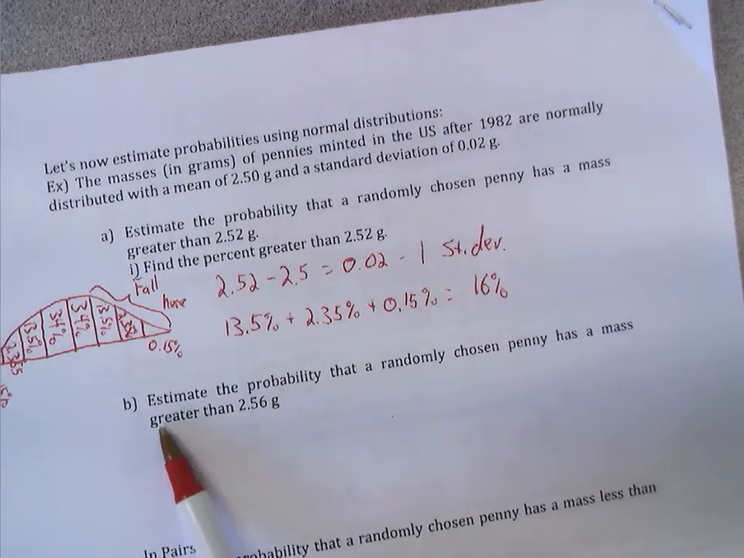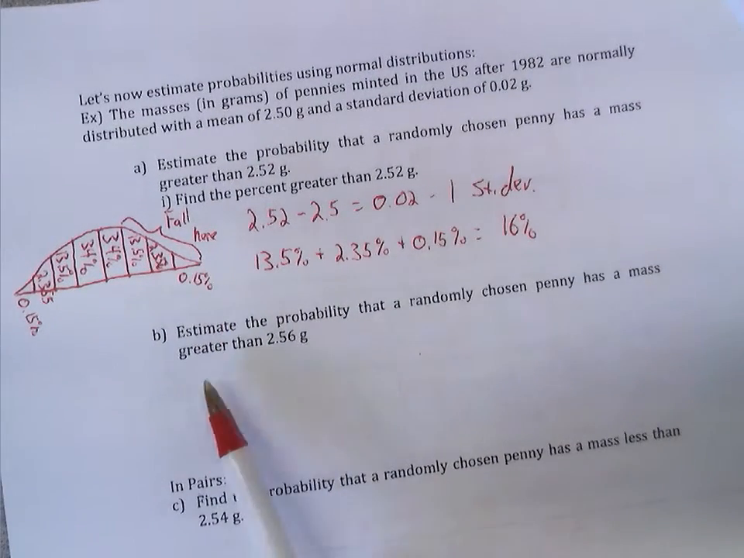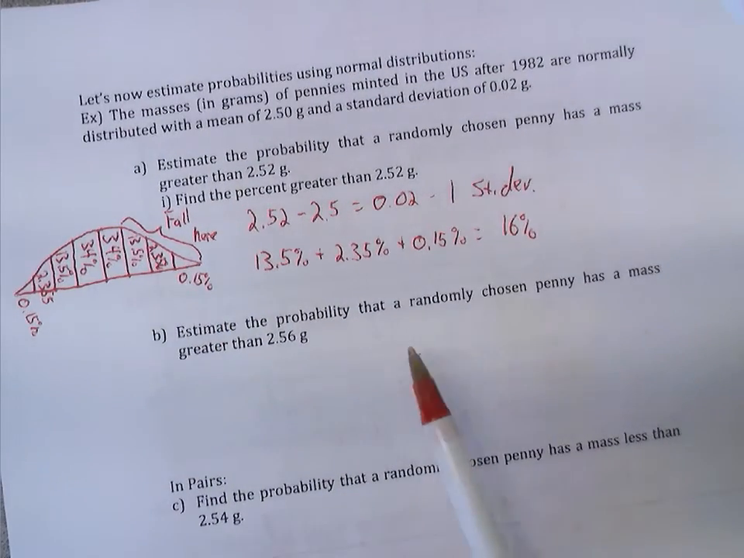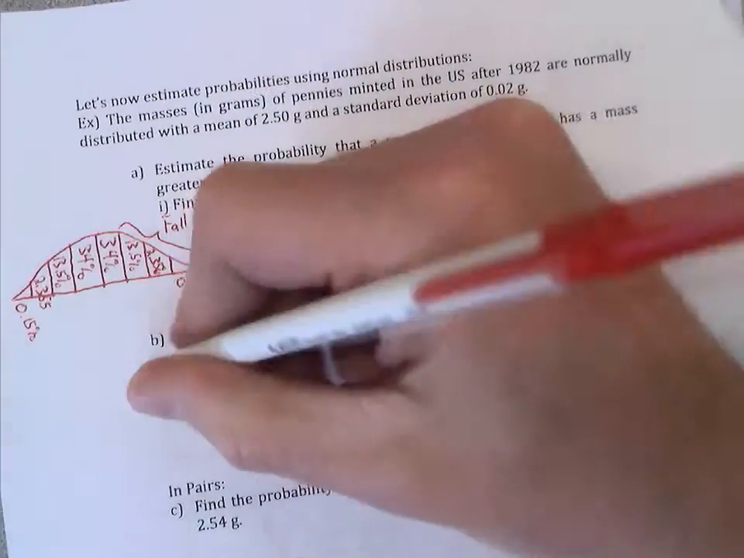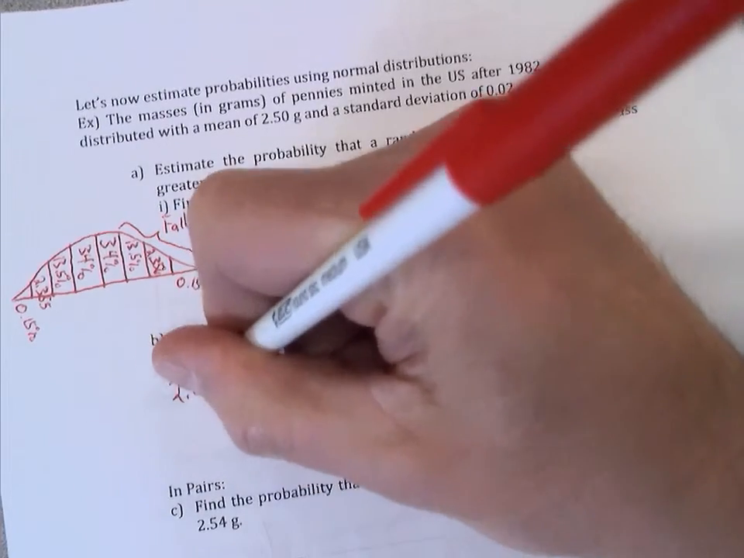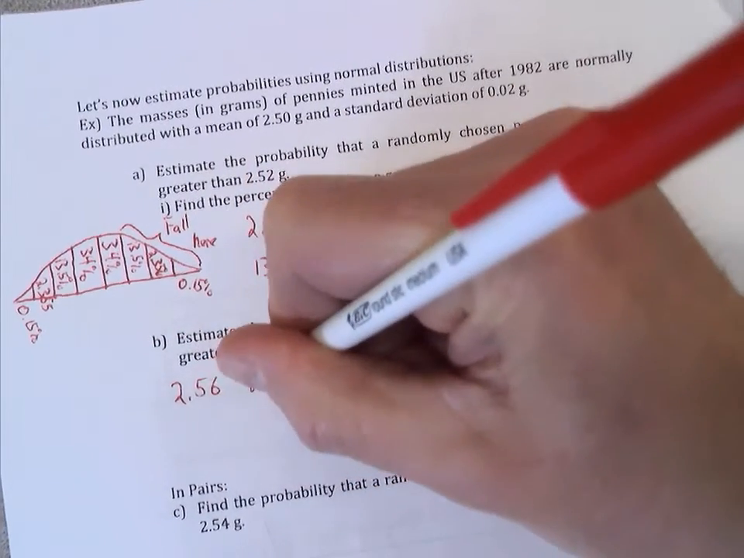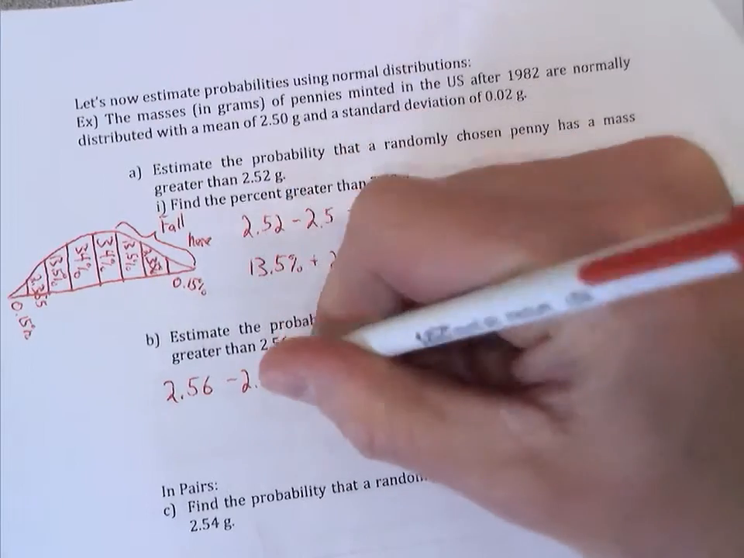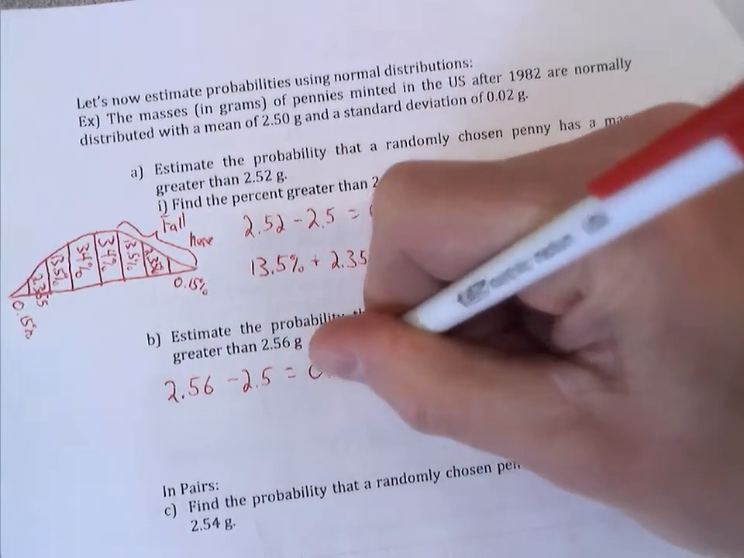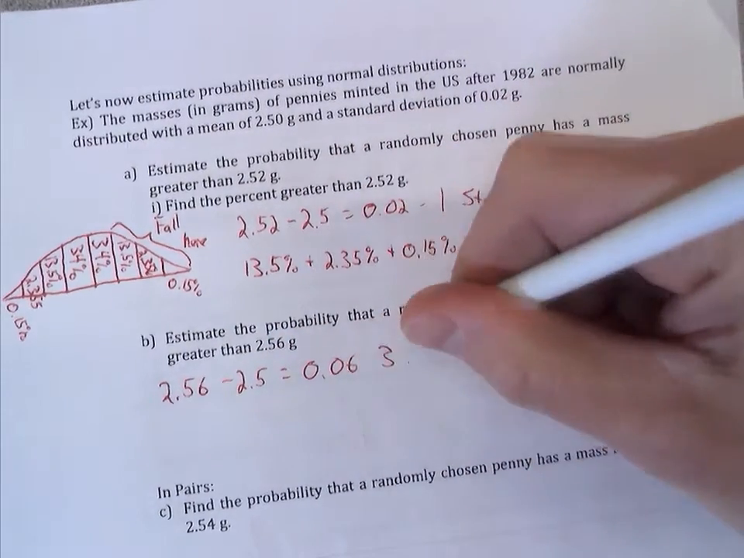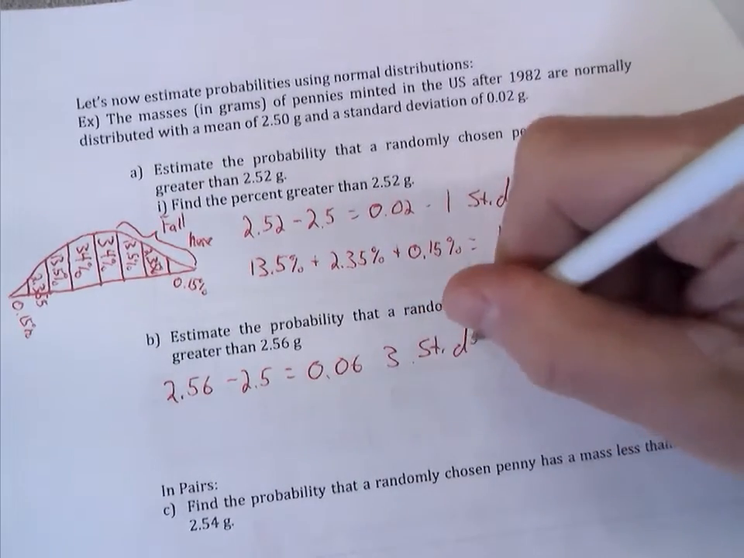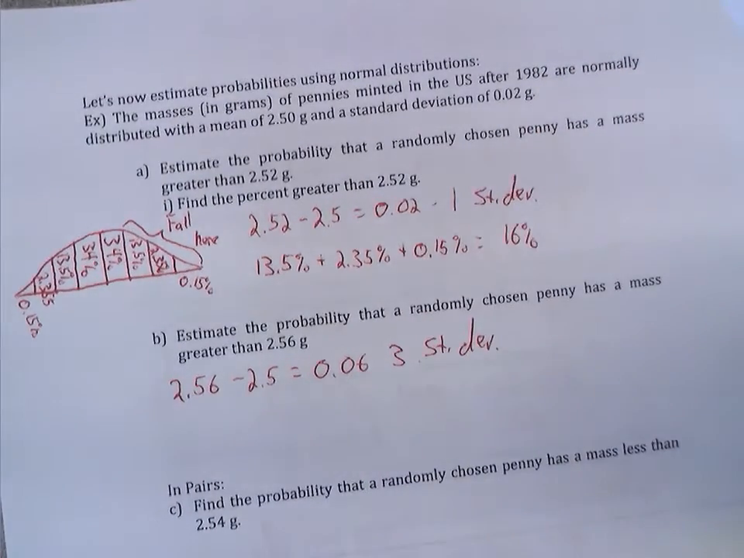All right, let's try part B. It says estimate the probability that a randomly chosen penny has a mass greater than 2.56. So once again, 2.56 minus our mean, 2.5, gives us 0.06. That's 3 standard deviations away from the mean.